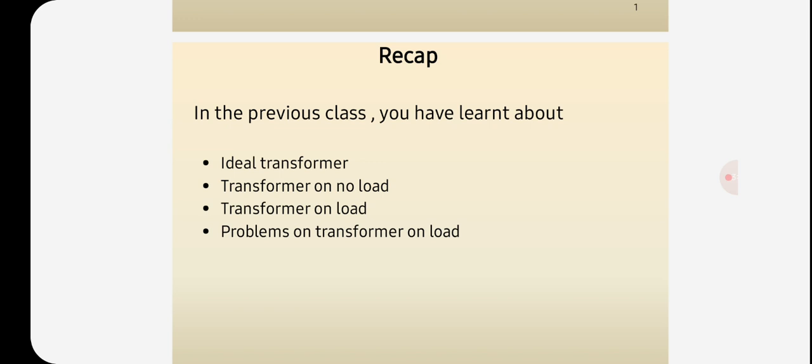The magnitude and phase angle of I2 with respect to secondary terminal voltage V2 will depend upon the characteristics of the load. The current I2 will be in phase with V2 if the load is resistive. It lags behind V2 if the load is inductive, and it leads V2 if the load is capacitive. So that is the transformer on load.